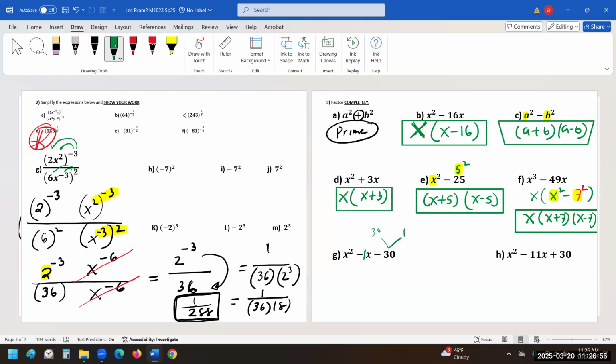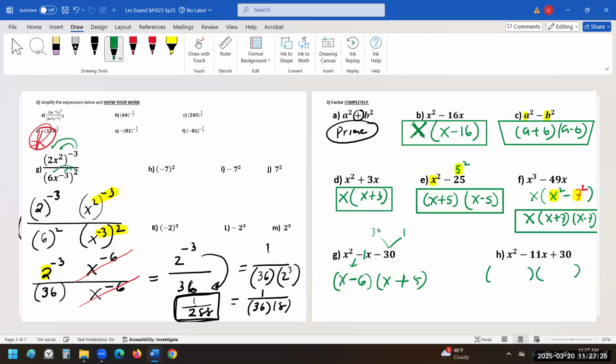Since 30 and 1 are not going to work, which two will be working here? 6 and 5. So x6, x5. 6 is the bigger one. It has to get the middle sign. And then to get 1 from 6, we have to add the 5. Okay? It's 5 and 6, not 1 and 30.